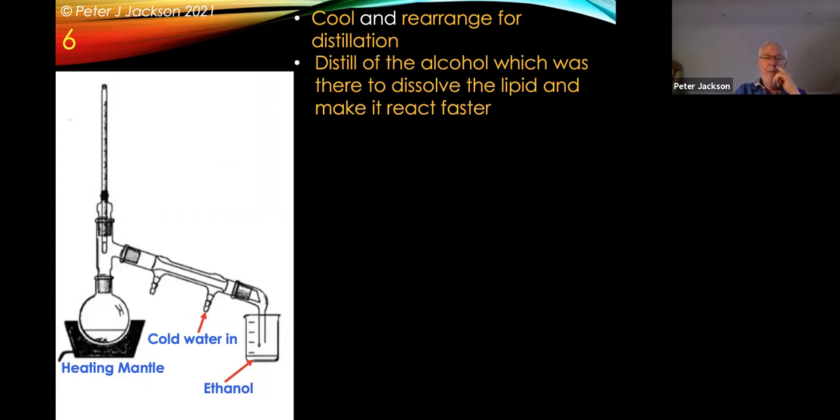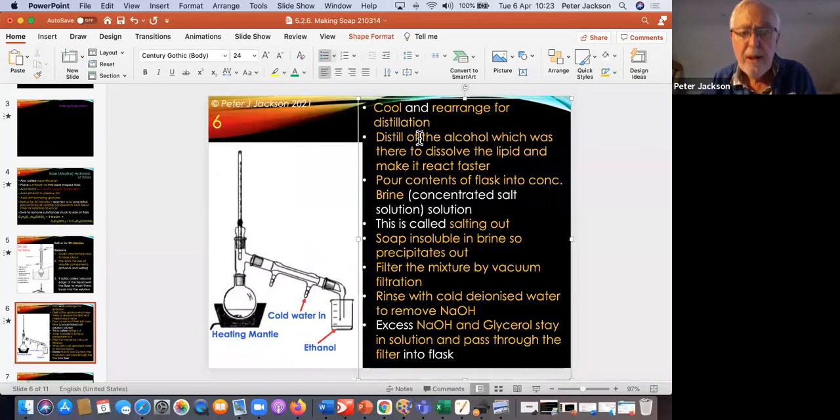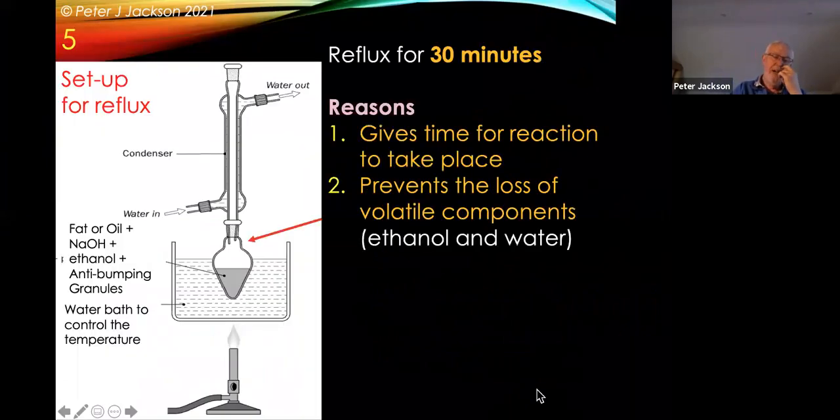So you arrange the apparatus for distillation. Distill off the alcohol, which was there to dissolve the lipid or the fat. Remember, lipids means fats or oils.